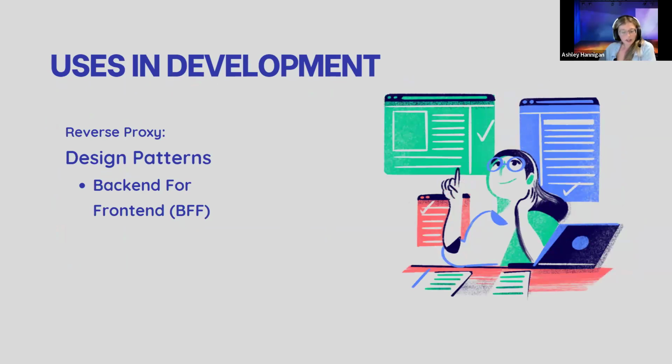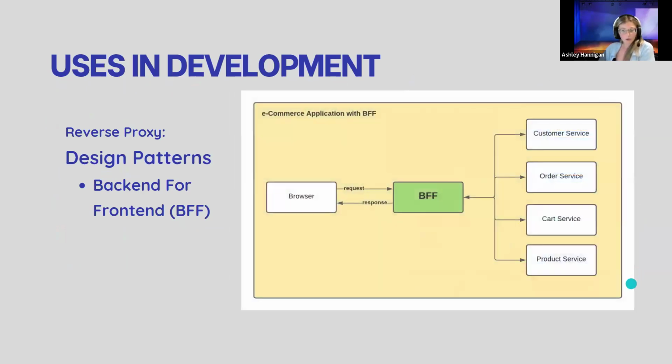Some more uses in development. A reverse proxy is often used in the design pattern Backend for Frontend, also known as the BFF pattern. In the BFF pattern, each front-end client, such as a mobile application or a website, has its own dedicated backend API. That dedicated backend API serves as the gateway to the backend services, allowing the front-end client to access the backend in a way that is optimized for its specific needs.